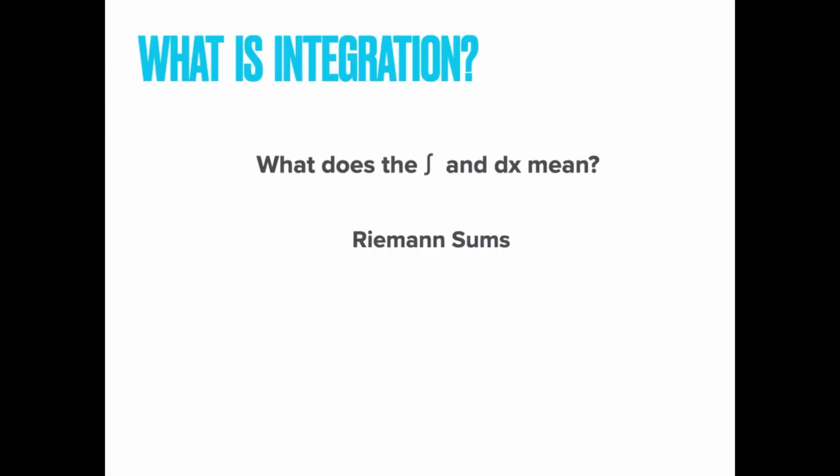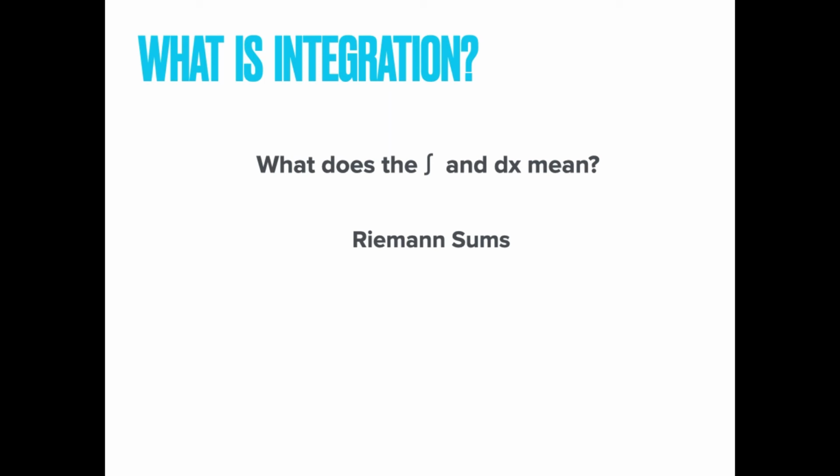It's a reasonable thing to want to know what that little floofy thing and the dx mean. We're going to be looking at that later in the course. Right now, it's best to just get practice working with these and realize that it just means you want to find the antiderivative. It has to do with Riemann sums, so if you really want to know right now, you can look up Riemann sums. In particular, though, I'll give you a little bit of a clue.